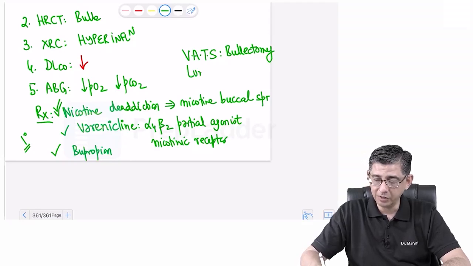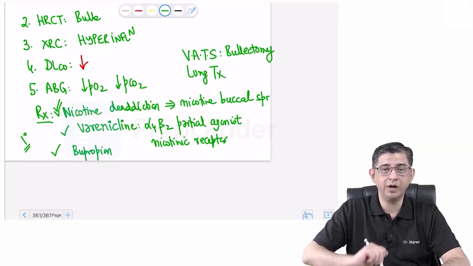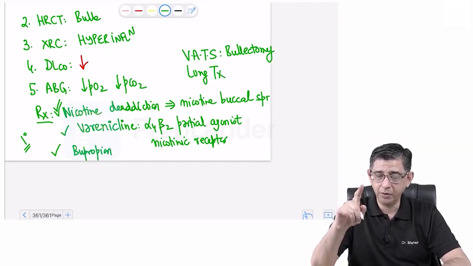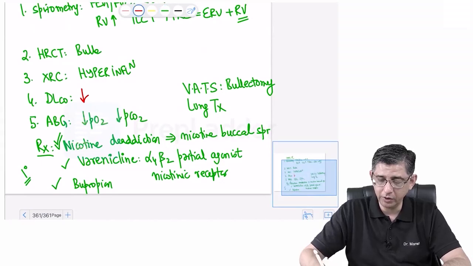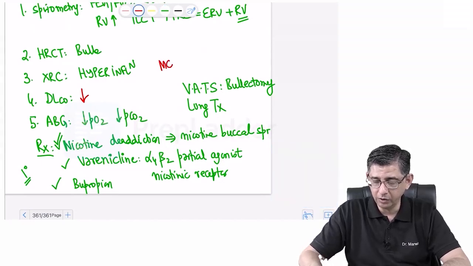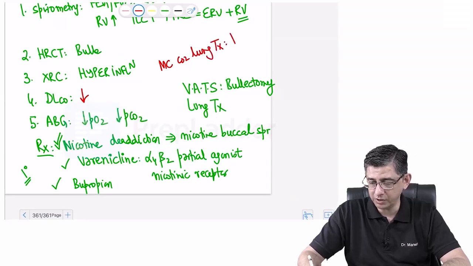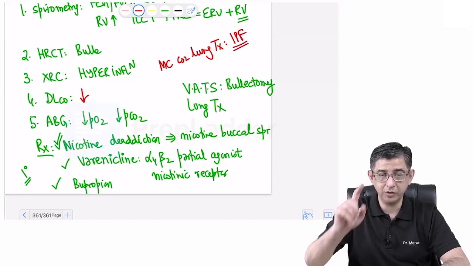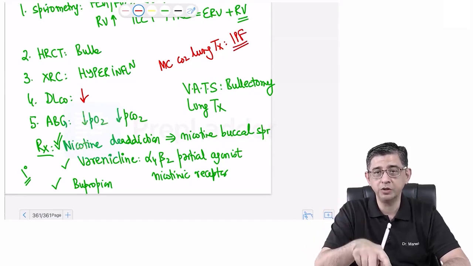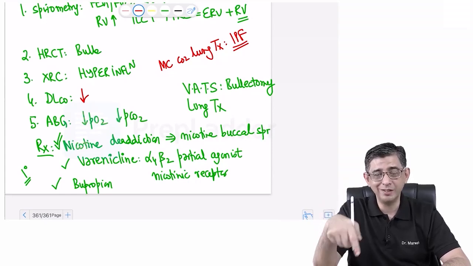And anyway, these patients are also candidates for lung transplantation. Please remember the number one cause. In fact, I can put it on record that the number one cause of lung transplantation is idiopathic pulmonary fibrosis. If idiopathic pulmonary fibrosis is not given in the options, then the answer would be COPD.